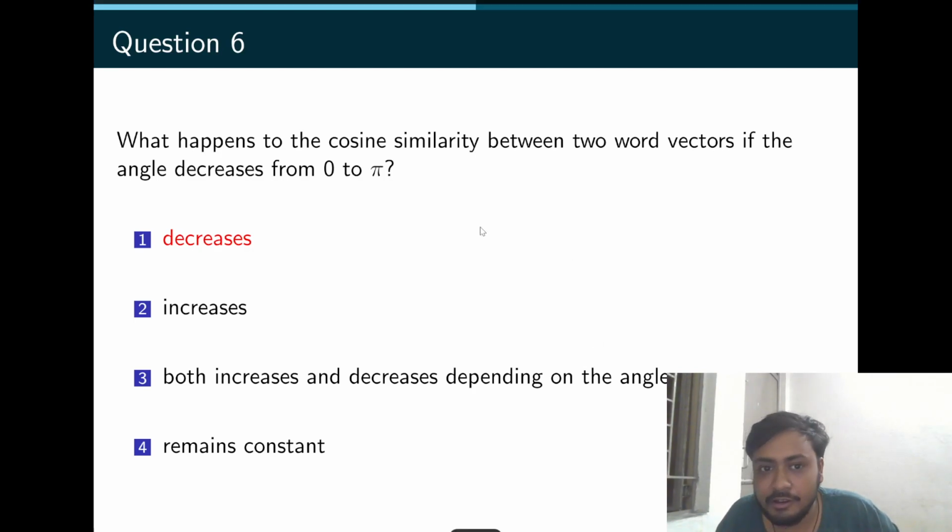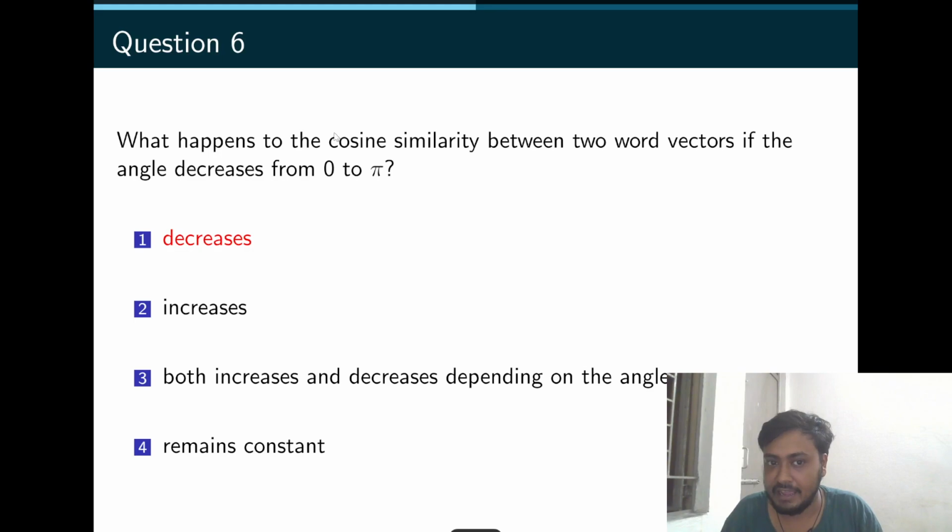Because as you know, cosine similarity. So you have to calculate the cos of the angle. So as you know, cos 0 is 1 and cos of pi is minus 1. So from the entire range of 0 to pi, the cosine similarity value actually decreases from 1 to minus 1.